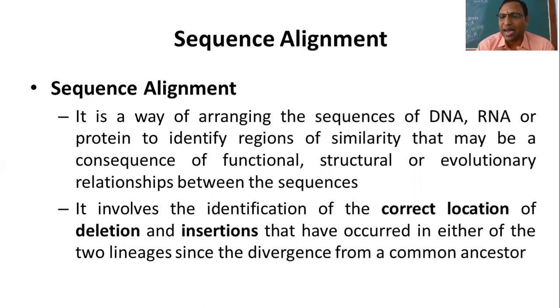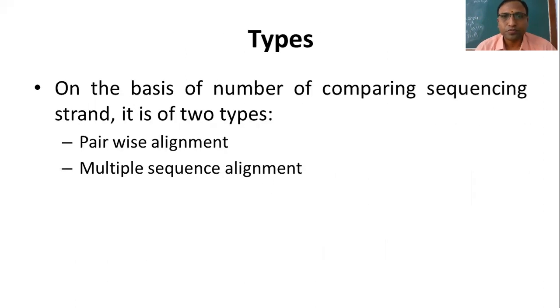It involves the identification of the correct location of deletions and insertions that have occurred in either of the two lineages since the divergence from the common ancestor. For example, if a new fragment or new nucleotide has been inserted, we can identify that this is a new one and that it is deviating. If something is deleted, we can also identify that by this sequence alignment process.